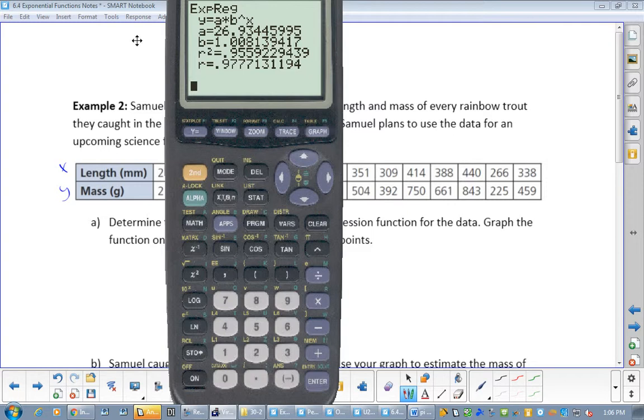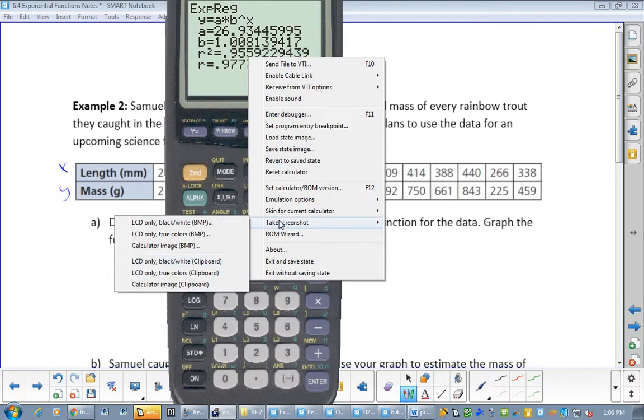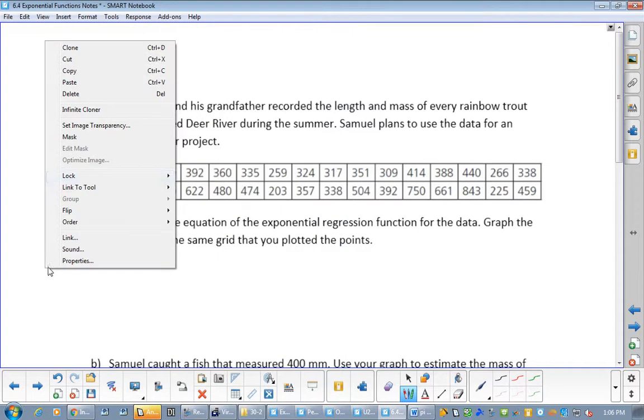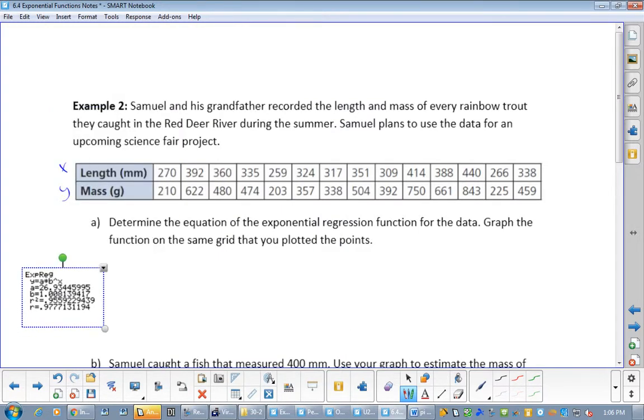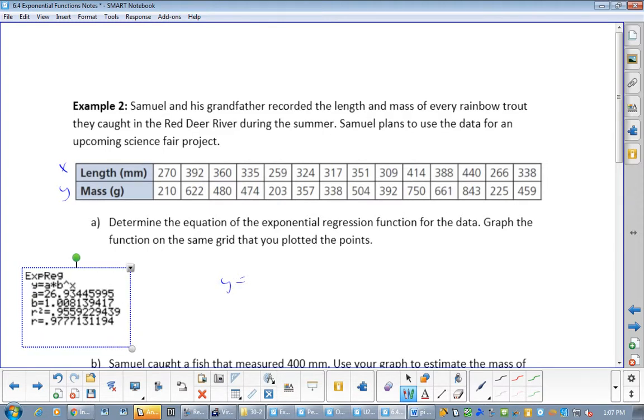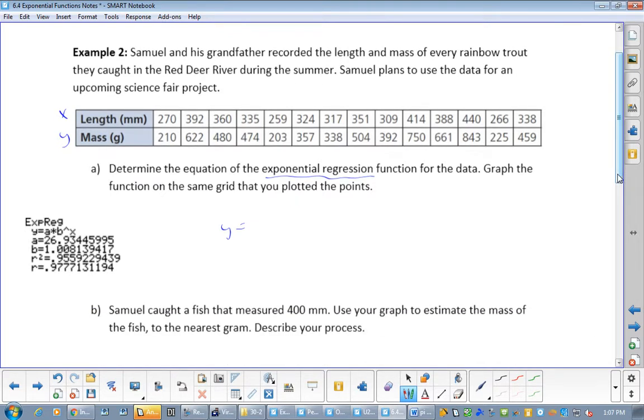I'm going to take a screenshot here. So this would be y equals... Does it tell me any rounding? No, it should have. But we won't round on this. So y equals 26.9 times 1.008 to the x.